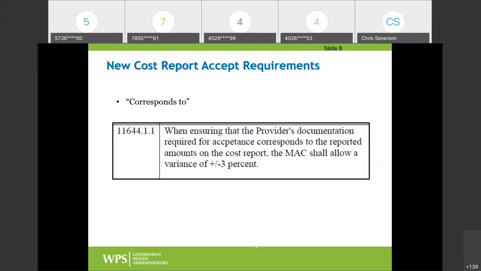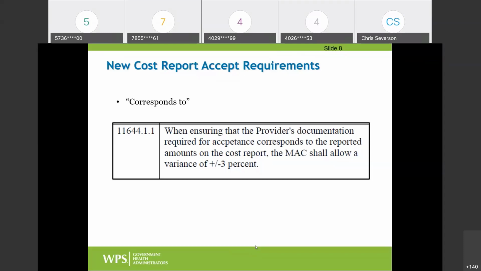And again, this is all public. It's on the CMS website. So they have now stated that corresponds to essentially means there could be a plus or minus 3% variance. So it gives you a little bit of leeway. Of course, it should be basically exact, again, within dollar rounding, but they're allowing up to a 3% variance. If it's less than 3%, then we can still allow it.